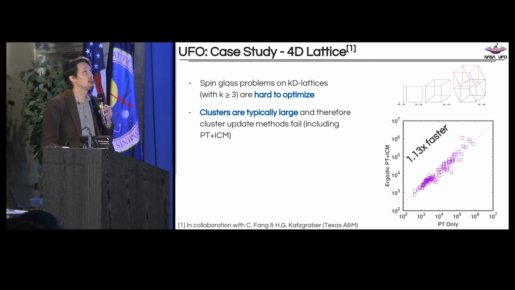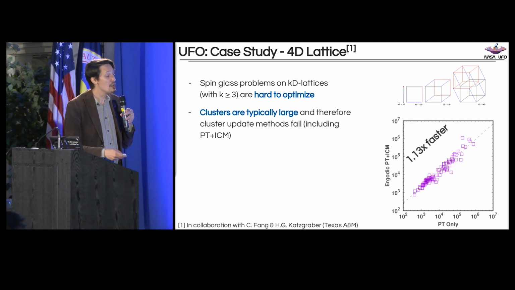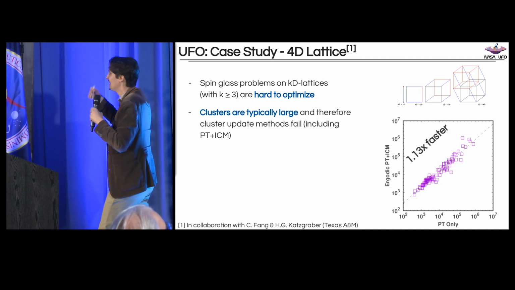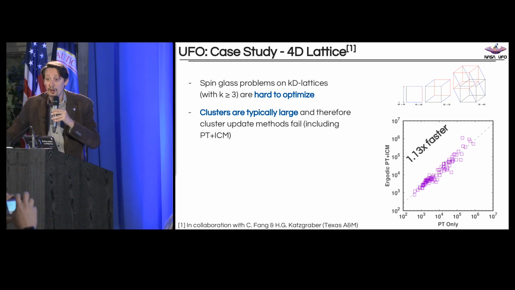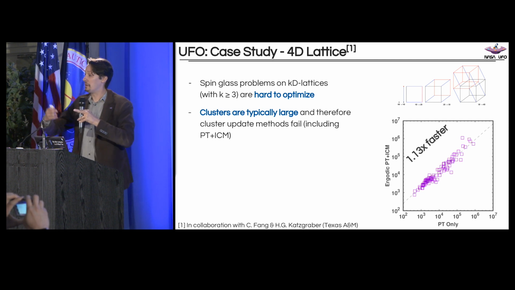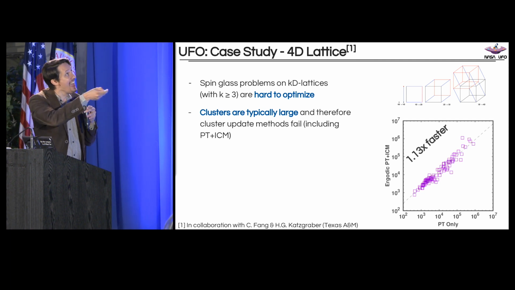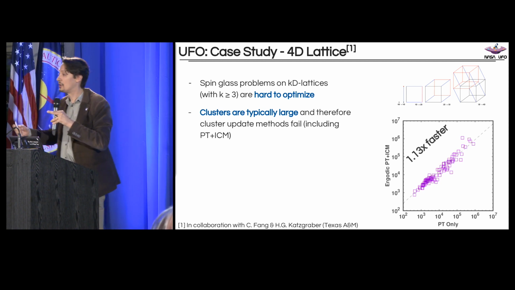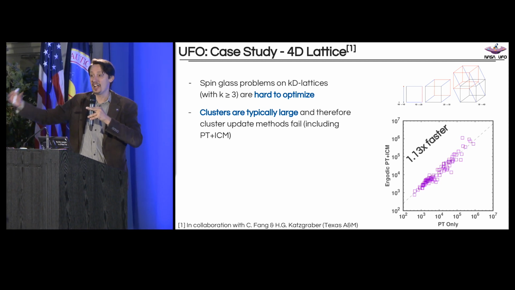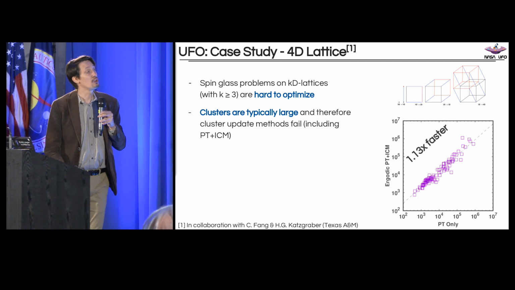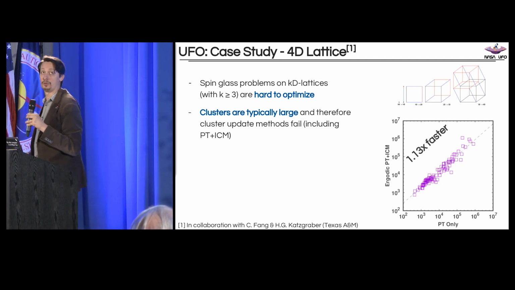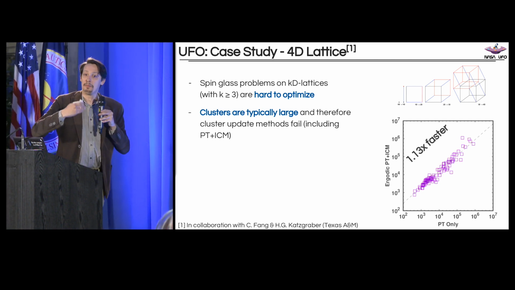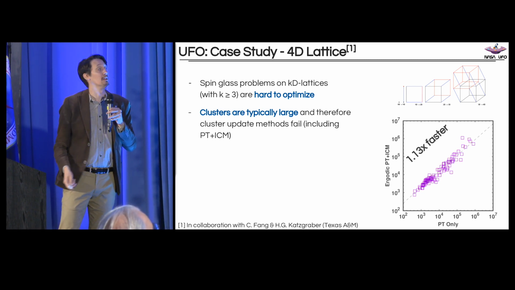The third case that I want to show you is the 4D lattice. We know that this problem is typically very hard, just because since it is a four-dimension problem, clusters start to be very big, which means that any cluster method, including PT plus ICM, is slow, because you have to flip very large islands of spins. So we used our UFO framework to design a different algorithm to have a better performance for this specific problem.